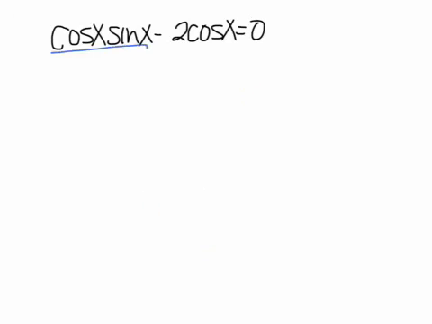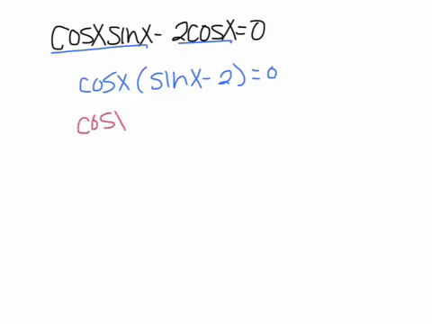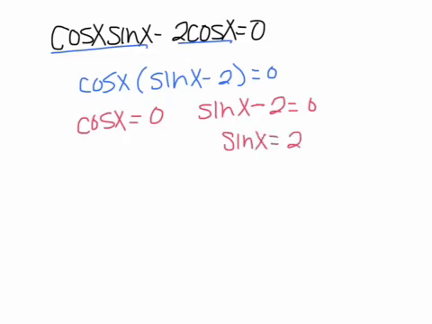Next problem, I have 2 terms, so I'm going to factor. If I factor out a cosine of x, I'm left with a sine of x minus 2 equals 0. I'm going to set each factor equal to 0 and solve. The sine of x equals 2. The unit circle is in between negative 1 and 1. Therefore, that doesn't have a solution.